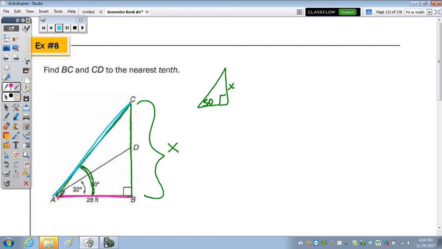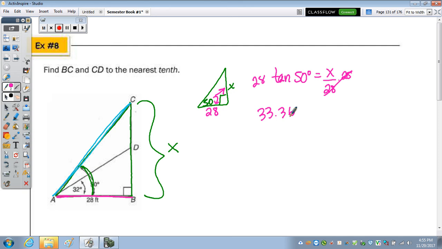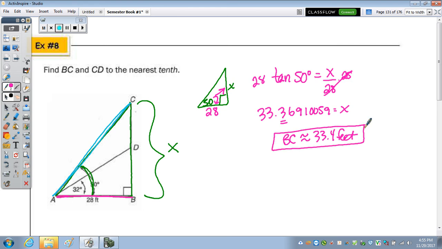So we know that the tangent of 50 degrees, because we don't have the hypotenuse, opposite over adjacent, equals x over 28. So multiply both sides by 28. On the calculator, 28 tan of 50 is 33.36910059. And we're rounding to the nearest tenth. So BC is approximately 33.4 feet. All right, now we need to find CD. So I'm going to call CD Y. Well, CD is a side of this triangle. And because there's no right angle, I can't use trig there.